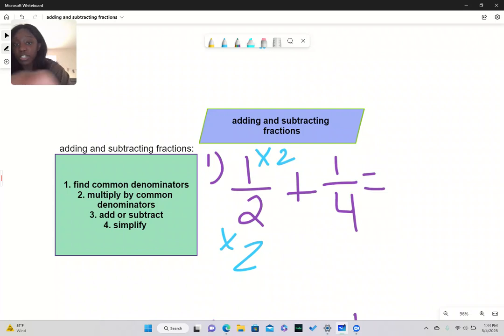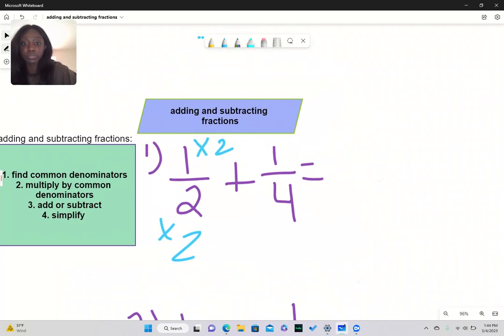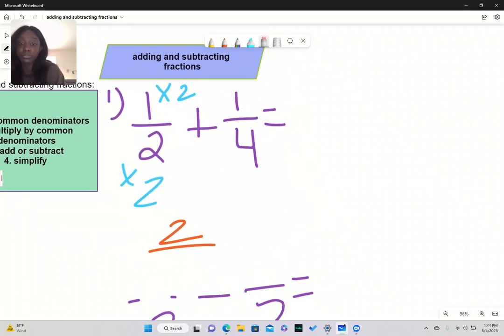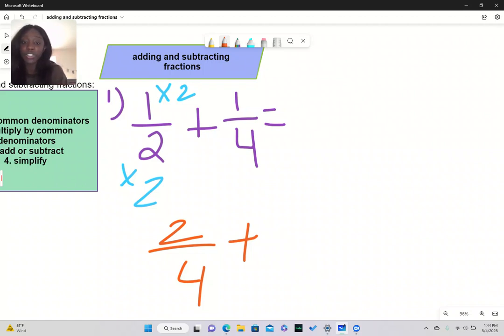And now let's write out our new equation. So 1 times 2 is 2. Let me get a different color actually. 1 times 2 is 2. And 2 times 2 is 4. So that's rewritten. So now we keep the second part of our equation the same. So plus 1/4. And now we can actually add these together since they have the same denominator.